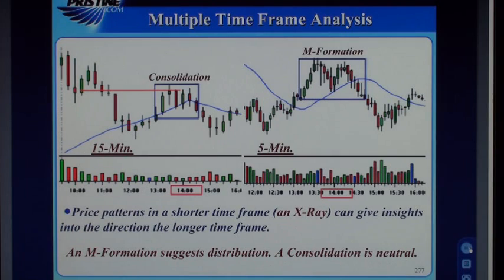These patterns in a shorter time frame give us an X-ray or insights into the direction of the longer time frame. In this example, within a consolidation, meaning overlapping price bars, it doesn't give us much information. By moving down to a smaller time frame, in this case the 5-minute, we see an M formation. M formations communicate distribution and lower prices.